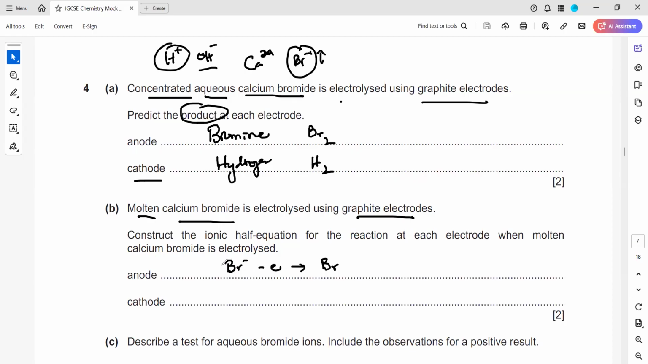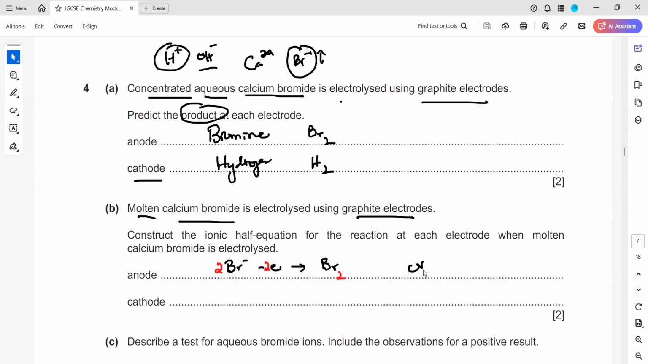But bromine is a non-metal. So when two bromide ions are there, they lose two electrons and form Br2. This is called an ionic half equation. Why not the full equation? Because the full equation is when molten calcium bromide produces calcium and bromine. You are just separating what happened to the bromide ion and what happened to the calcium ion. So it's only for bromine? No, for calcium also we have to write.